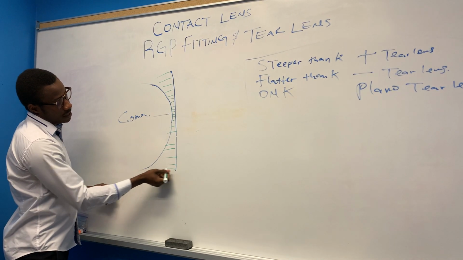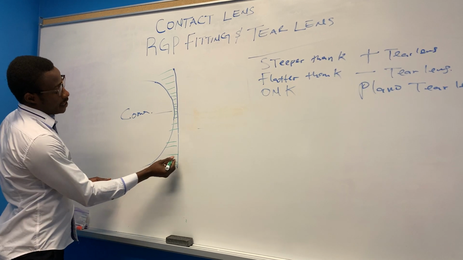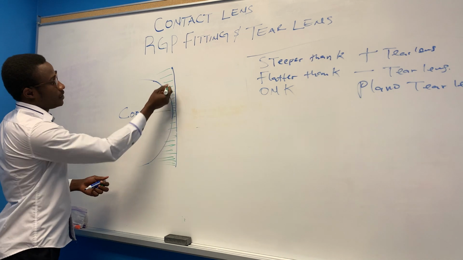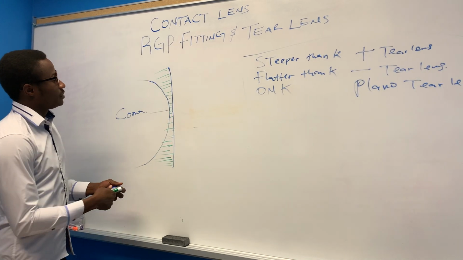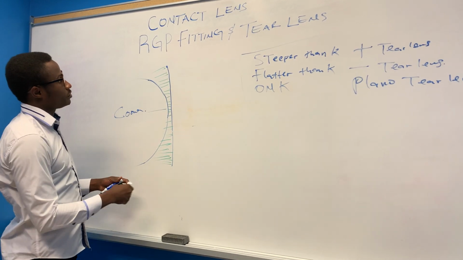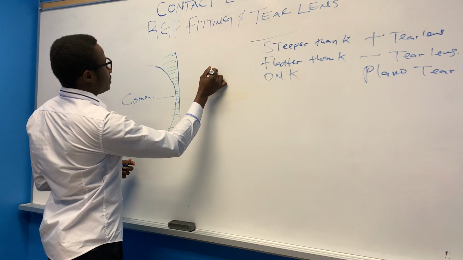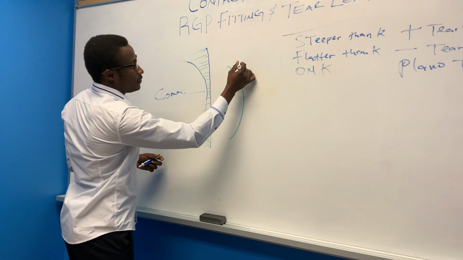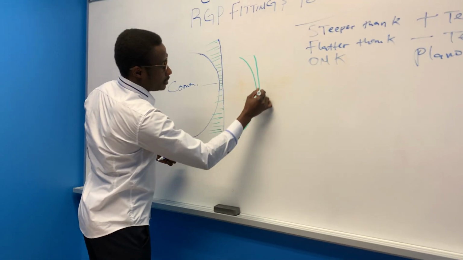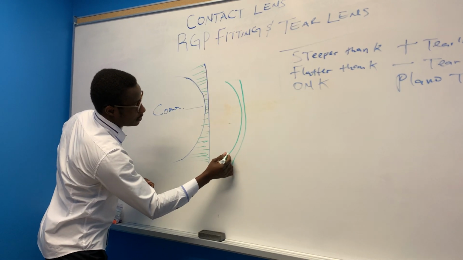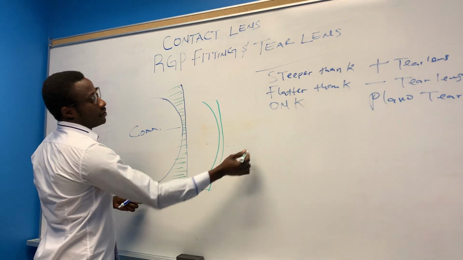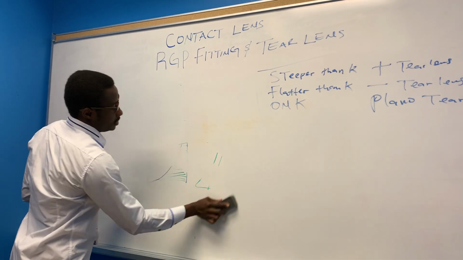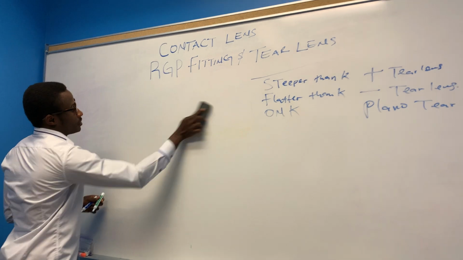Did you see what happened here? I've created a concave lens. So if I bring this TLS out, I'm going to have something like this, a concave TLS, which is minus. So this is just for you to understand how the RGP lens works.